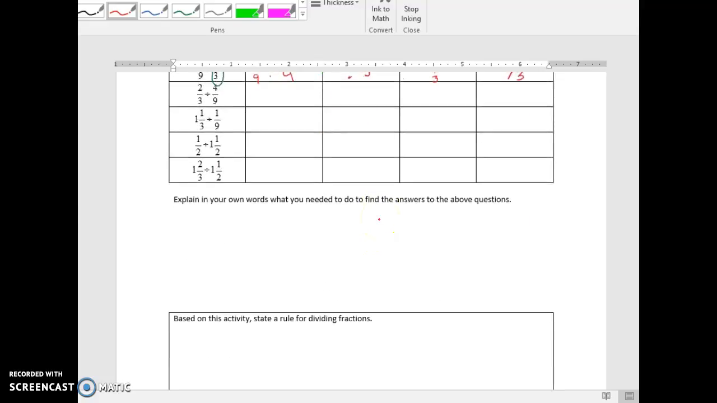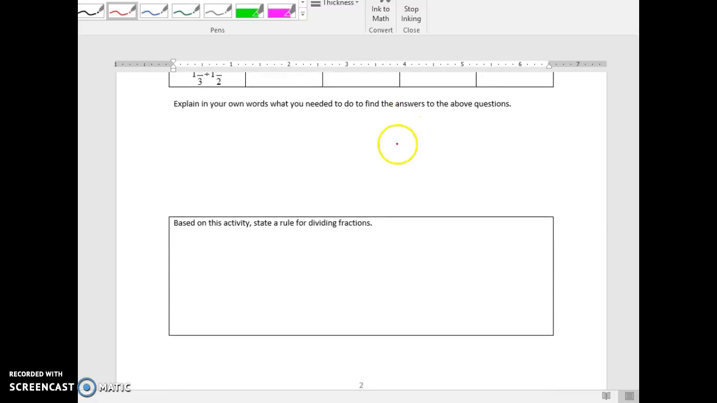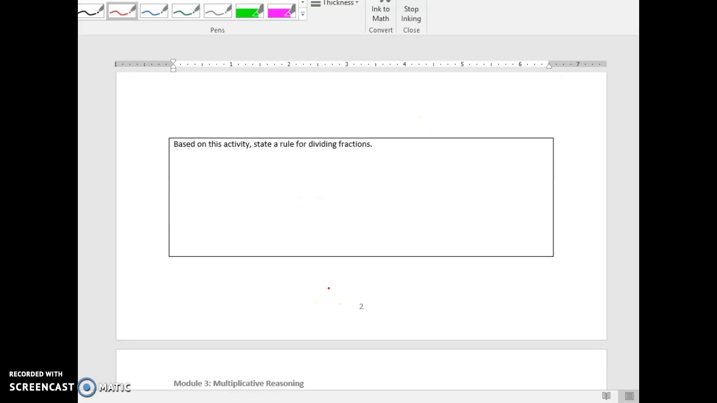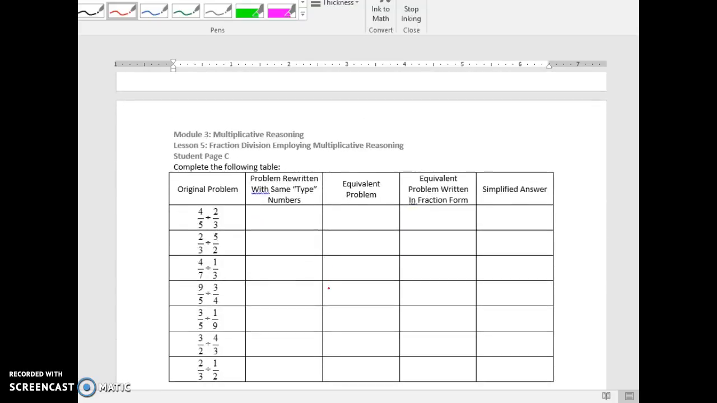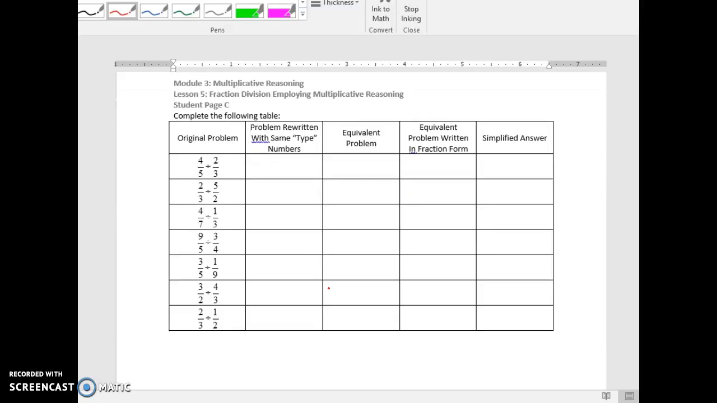You're going to come up with an explanation of what you're doing each time, and then you can have some sort of rule that you have developed for dividing fractions. And then there are some additional practice problems here. Notice that we have different denominators, so our key is to change them into the same type again. So here's our first key: making sure that these are the same type so that we can write an equivalent problem. You're going to have some common denominators for each one of these so that you can end up with a simplified answer.